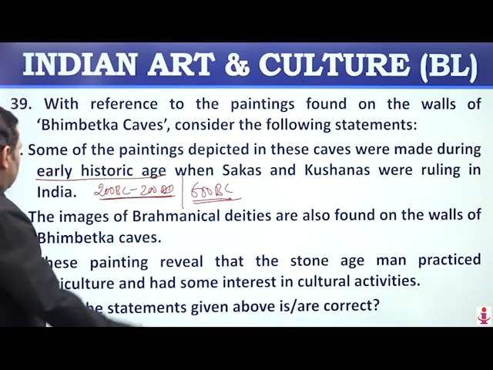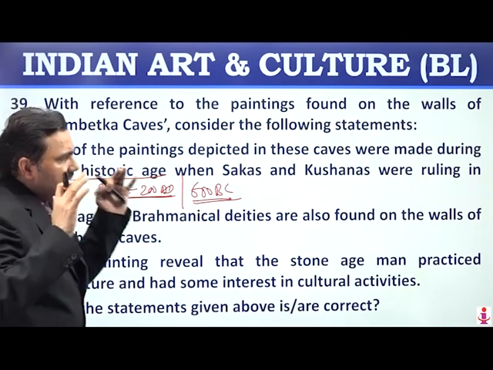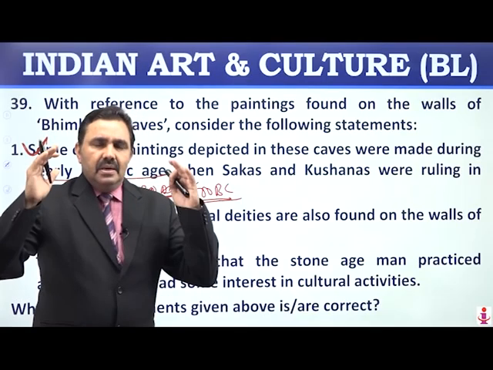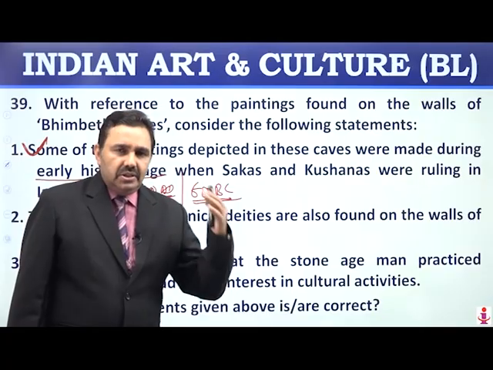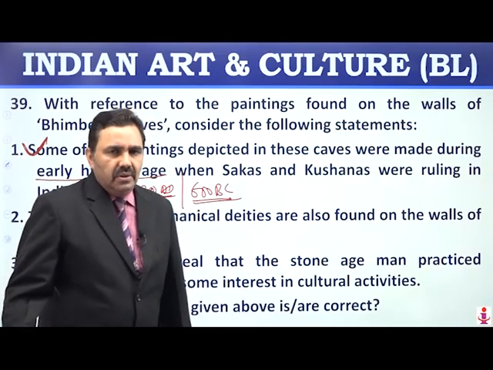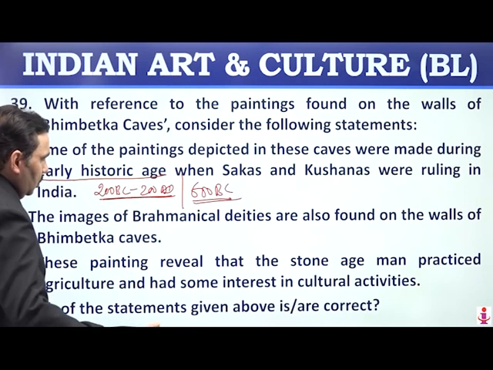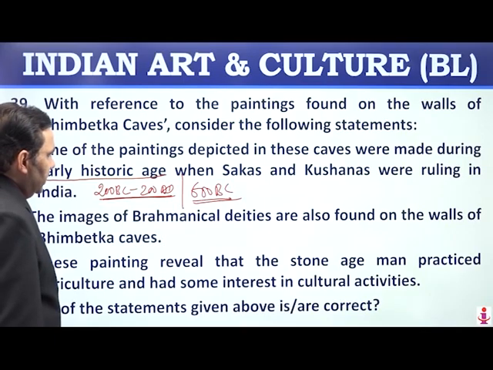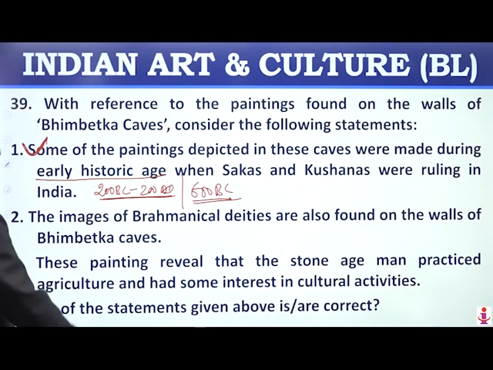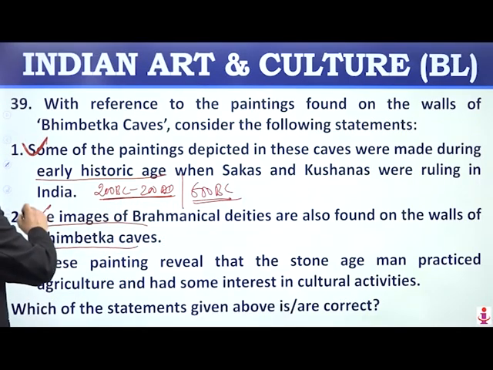Of course, some of the paintings belong to Shaka Kushana period, because the paintings here depict horse riders wearing the Shaka dress, a kind of long overcoat. The images of Brahmanical deities are also found here. Ganesha is found. That's correct here. But these belong to early medieval age.